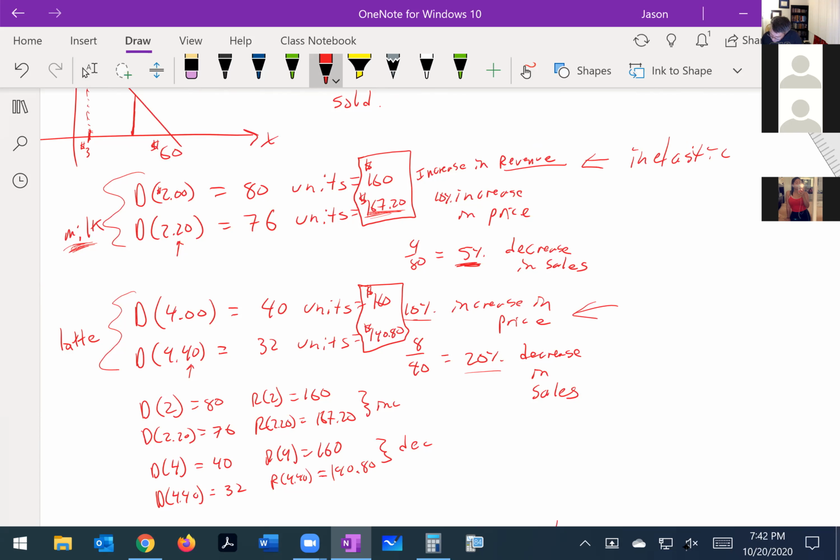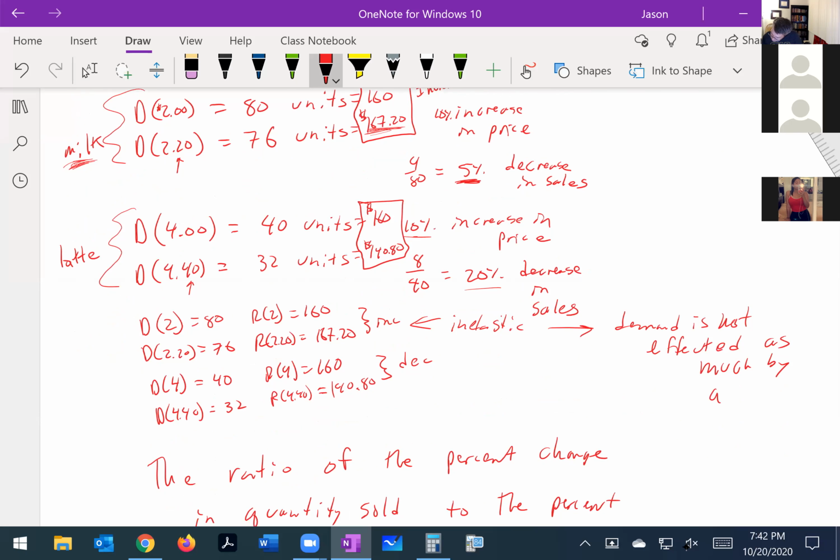However, when there's a decrease in revenue, maybe I should go over here. So this is inelastic. I don't know why I keep messing this up. Inelastic means that demand is not affected as much by a change in price, whereas this guy, which has a decrease, is called elastic.